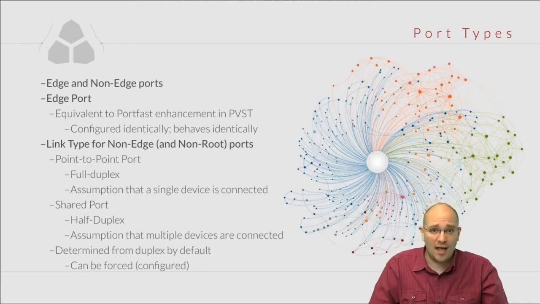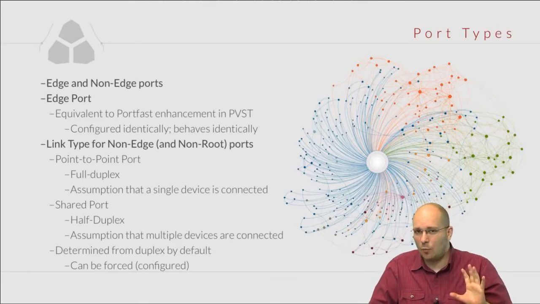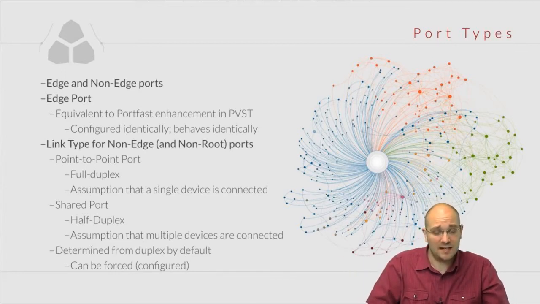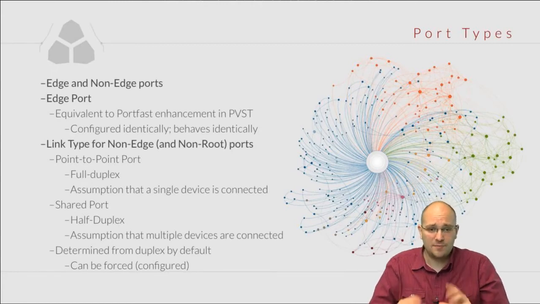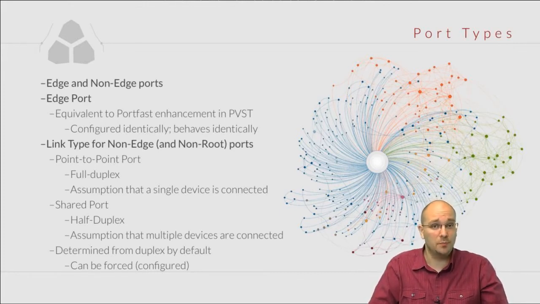Now, for non-edge ports that are also not going to be root ports, why I am making this emphasis on non-root ports is going to become clear when we go to the next slide. But for these ports, the non-edge, non-root ports, we have two possible options. One is that they are considered by the spanning tree to be point-to-point ports, and the other is that they are considered to be shared ports. Now, what is the difference between these two?